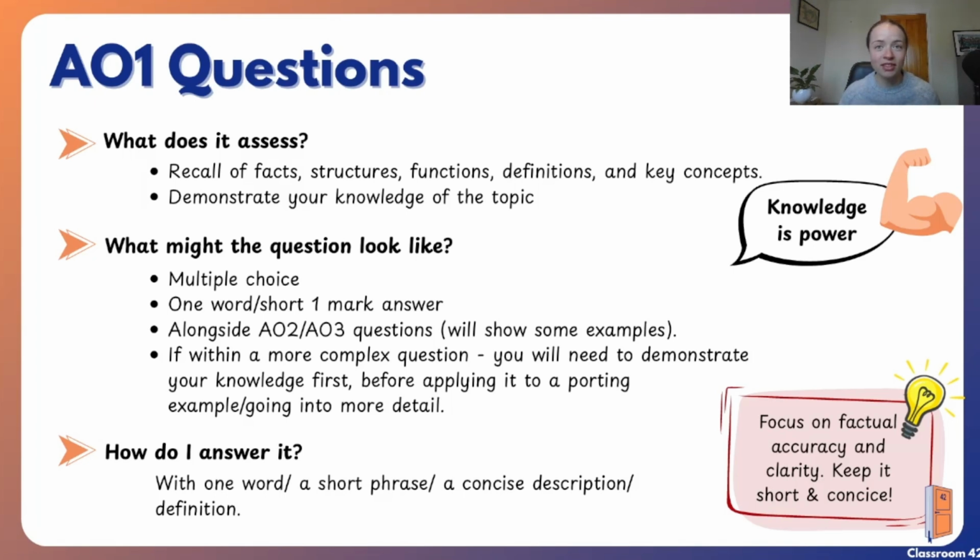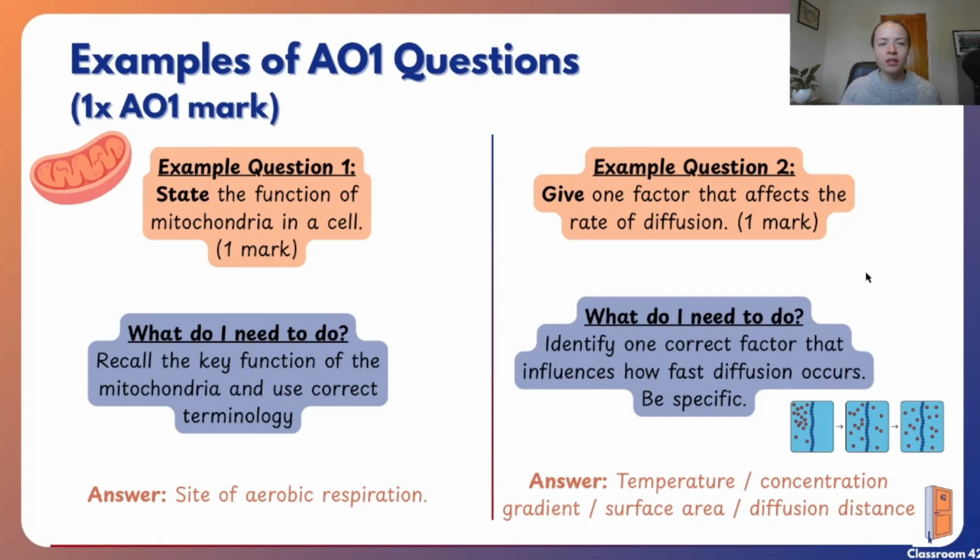So let's go through some examples. So let's start with some examples of some 1 mark answers. So in question 1, state the function of a mitochondria in a cell. So for this question, you need to recall the function of mitochondria and make sure you use the correct terminology. So this example answer here, being the site of aerobic respiration, you want aerobic and respiration as the keywords in your answer.